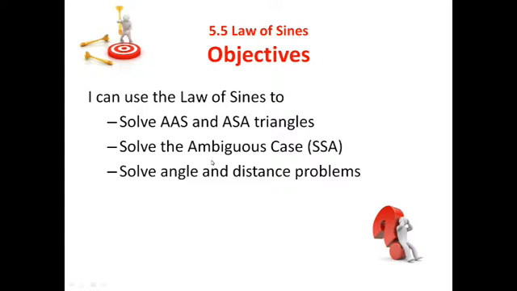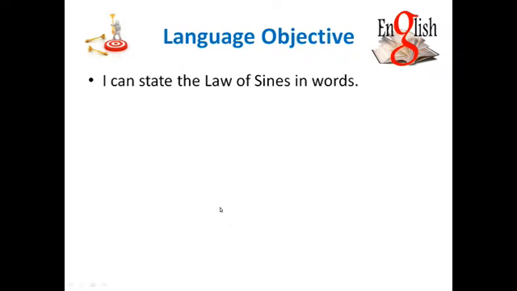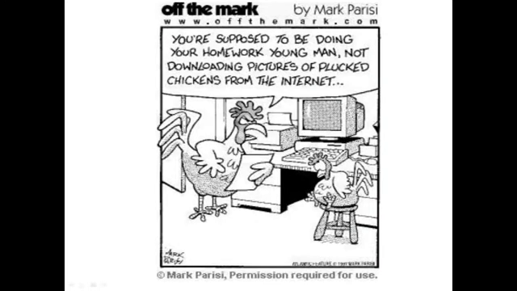Okay, so what we're going to do today is cover the law of sines. You're going to use the law of sines to solve AAS and ASA triangles. Well, what's an AAS and an ASA triangle? AAS would be where you have an angle, you have another angle, and you know one of the sides. So angle, angle, side, not the side between them. ASA would be when you know two angles and the side between them. We're going to solve the ambiguous case, which is the SSA triangle, and we're going to solve angle and distance problems. Your language objective is to state the law of sines in words. There's a cartoon for you.